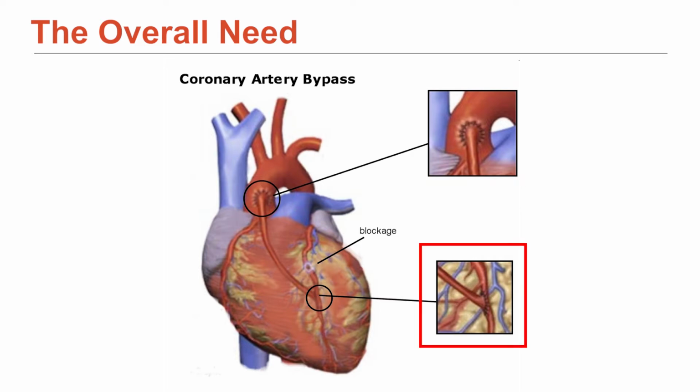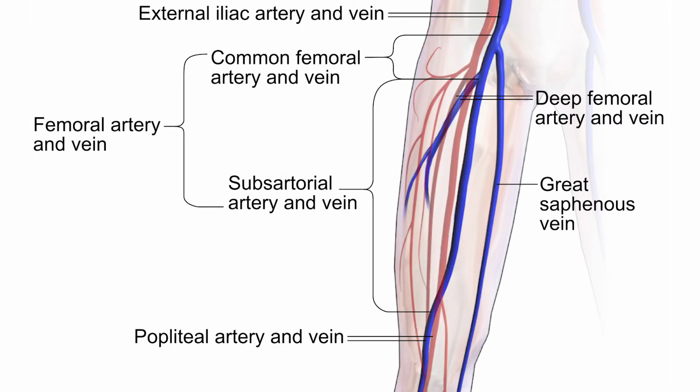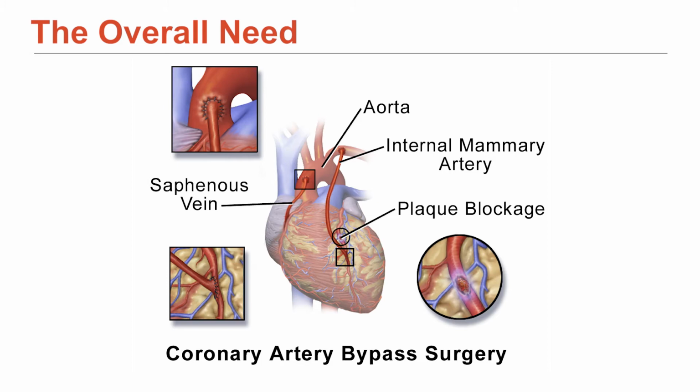So we usually do this repair. The standard of care for these repairs is to use vessels from the patient, so veins from their leg, arteries from their chest, and literally graft them past the area that's blocked.